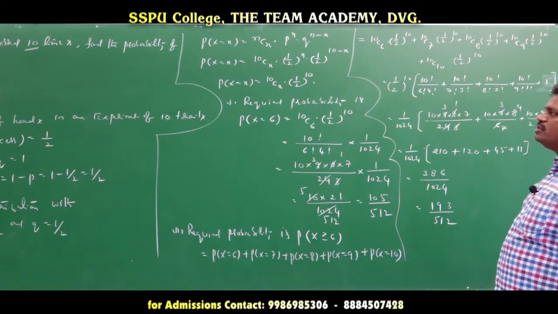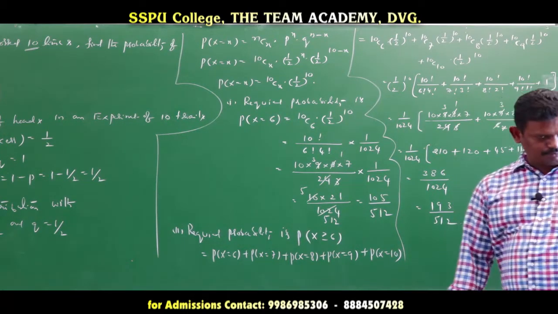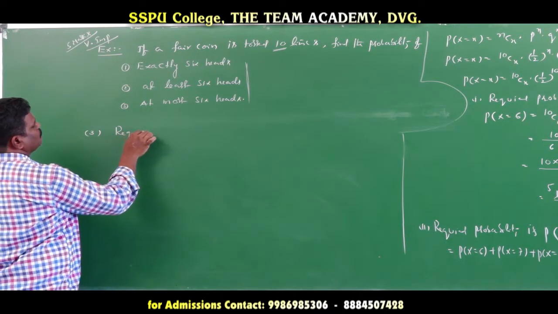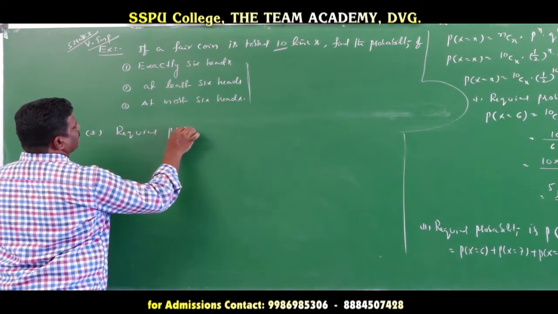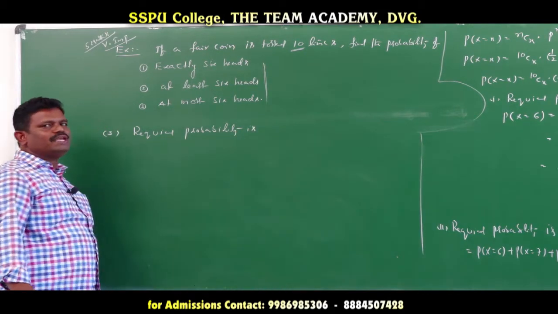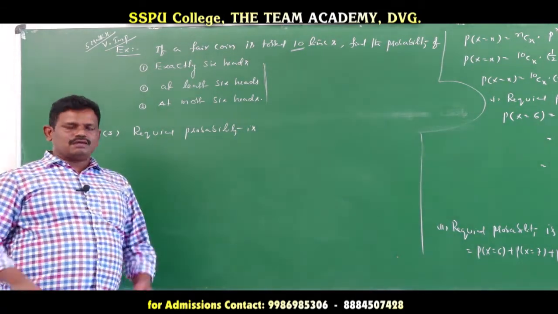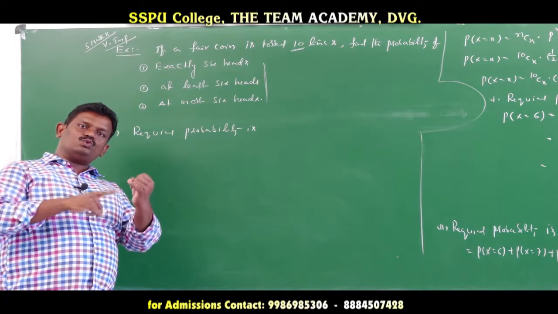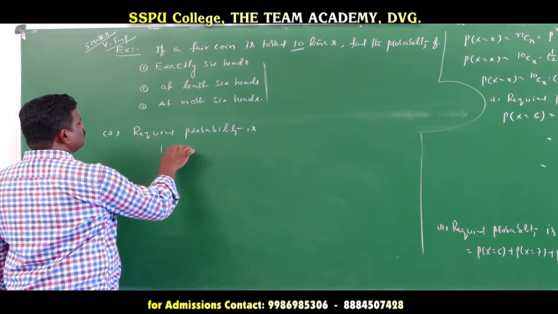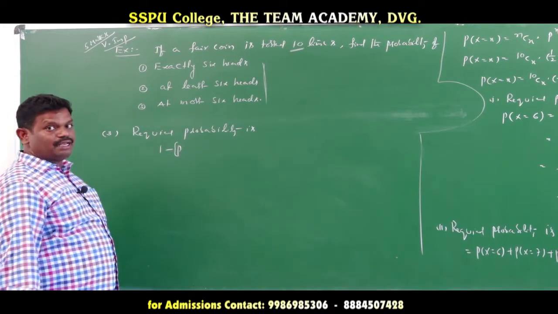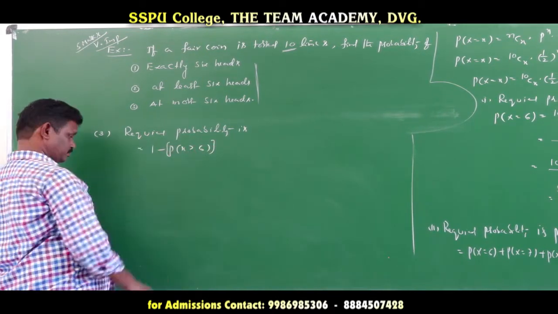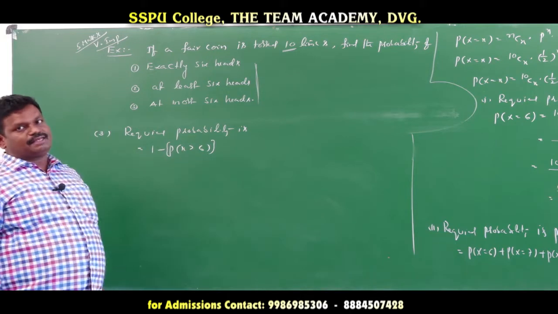And the third case also there: at most 6 heads. In my third bit there, at most 6 heads. So the required probability here, 2 cases there. At most 6 heads means what? 6, 5, 4, 3, 2, 1, 0. So that one also find it, otherwise 1 minus the probability of x is greater than 6. X is greater than 6 means what? Total probability, if you subtract the x greater than 6 values.